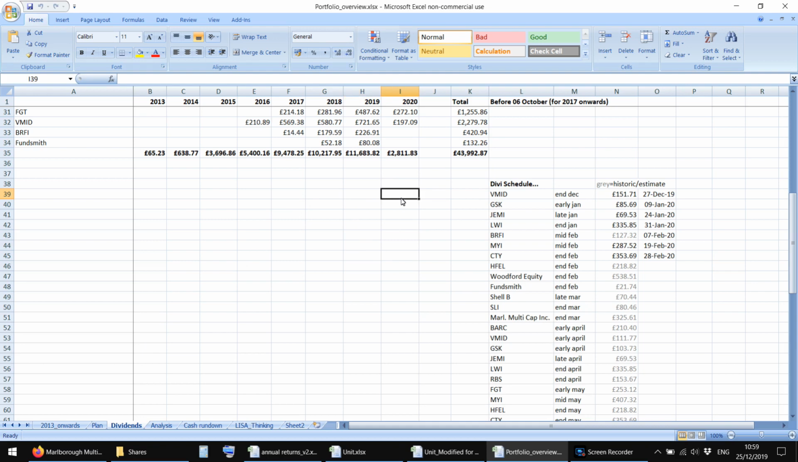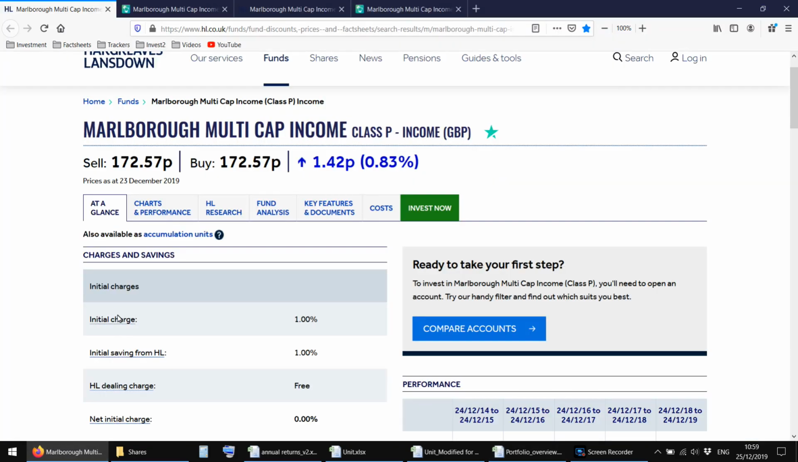So we need some method. We don't need it. If you want to put the effort in and you're interested in this stuff and you like playing around with spreadsheets, it's good to create a record of your portfolio and how it's changed over time, and give yourself the information you want to analyse.